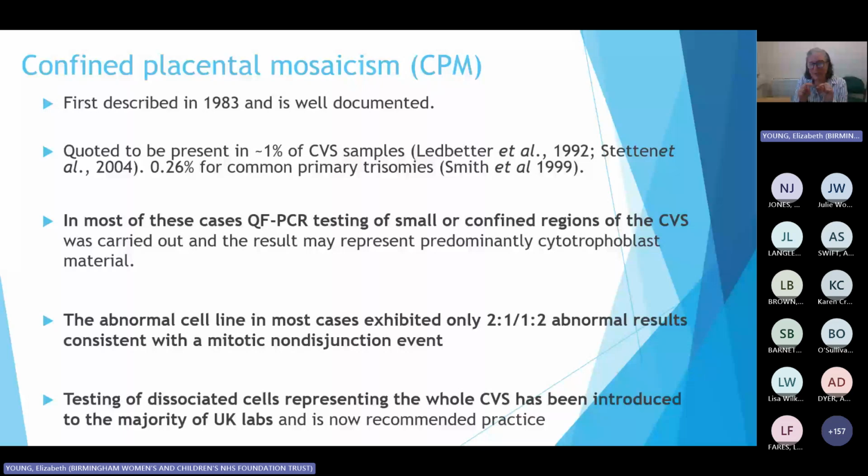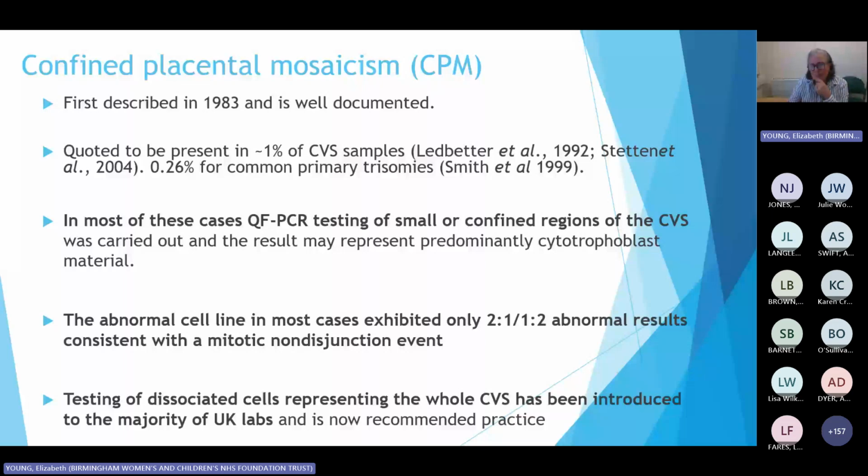This has really helped us to understand how we need to process CVSs. So now FISH is not routinely performed as a test, it's QF PCR, so we can tell whether it's a 2-to-1 or 1-to-1-to-1 ratio. And instead of taking those single villi and testing just a small area of the placenta, we do a digest of the whole sample. So we're getting that mixture of the trophoblast and core, and you're getting a representation of the whole placenta. So it's a much more informative sample.